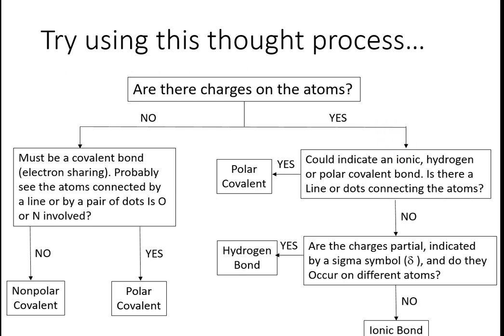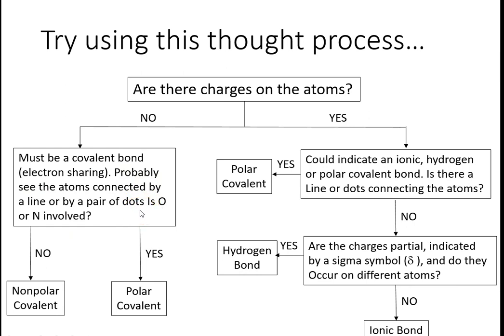And so when you're looking at an atom, the first thing you want to look at is, are there any charges that are shown on those atoms? Okay, if the answer is no, then it's going to take us down this path. It must be a covalent bond if there are no charges, meaning that there's electron sharing. And we probably are going to see that those atoms are connected by a line or by a pair of dots in order to indicate that there's a covalent bond.